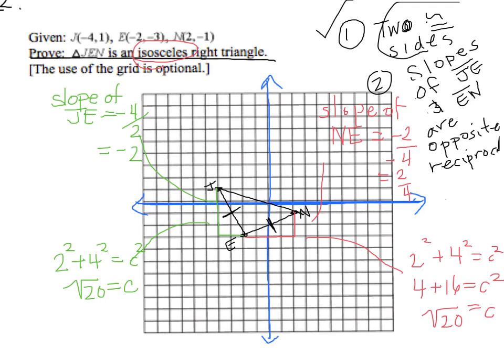Here we've determined the slope for JE and for NE. That's what we need to do to figure out if they are indeed perpendicular lines. Here is the slope of JE. We found this by using the right triangle we created before. The JE slope is -4 over 2 because you fall 4 and go forward 2, and that simplifies to -2. So that's our slope of JE. The slope of NE is you fall 2 and go back 4, so that's -2 over -4, which simplifies to 2/4.